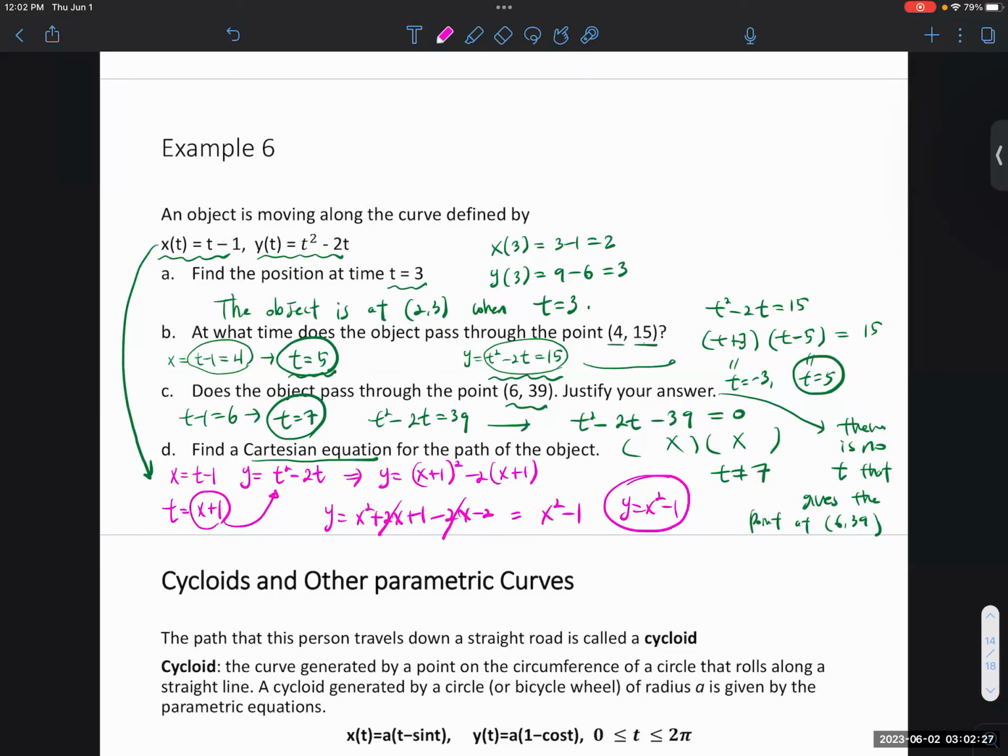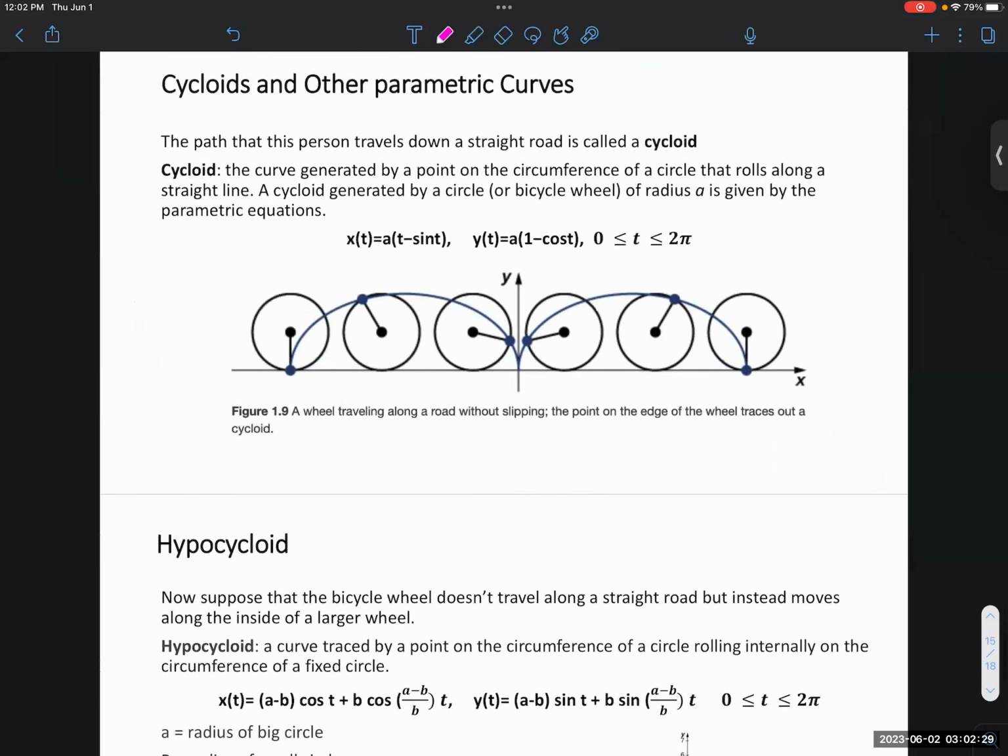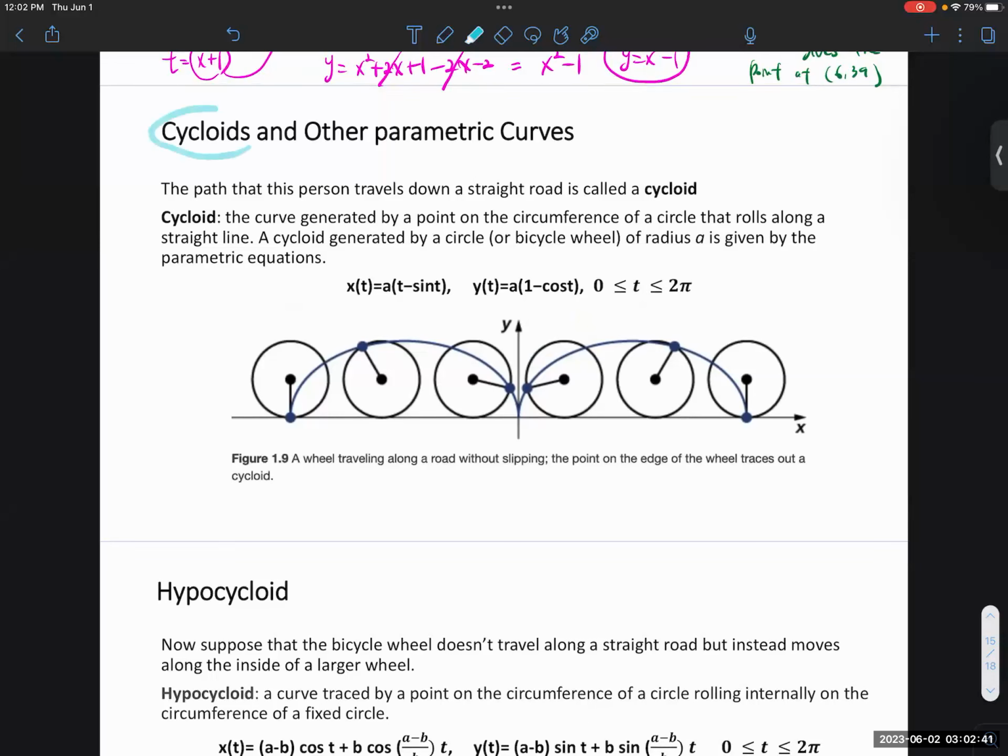And then one more thing I want to convey. This is not going to be on the final, but I want to briefly talk about it. There are many types of parametric functions. One of the parametric curves we call the cycloid.